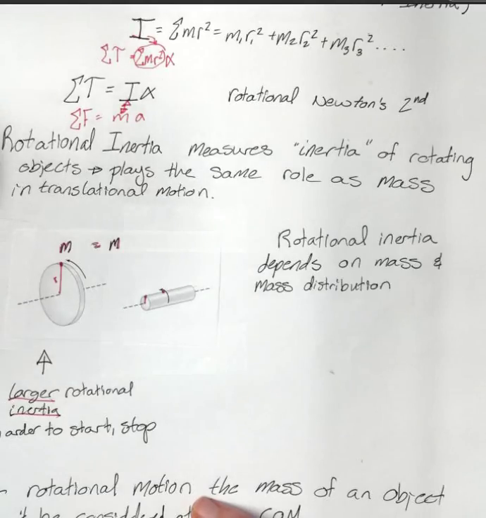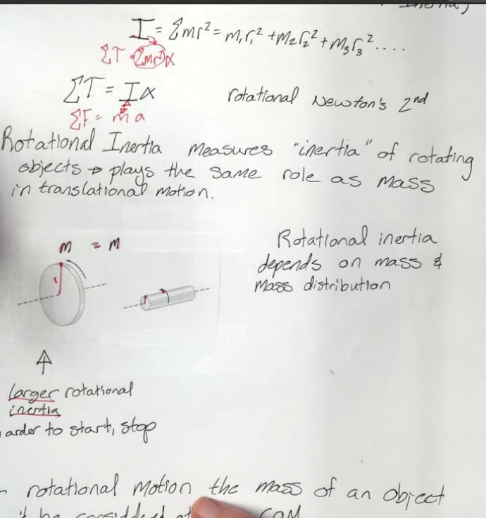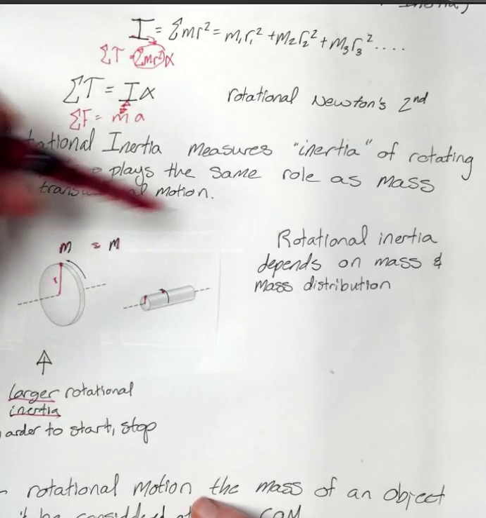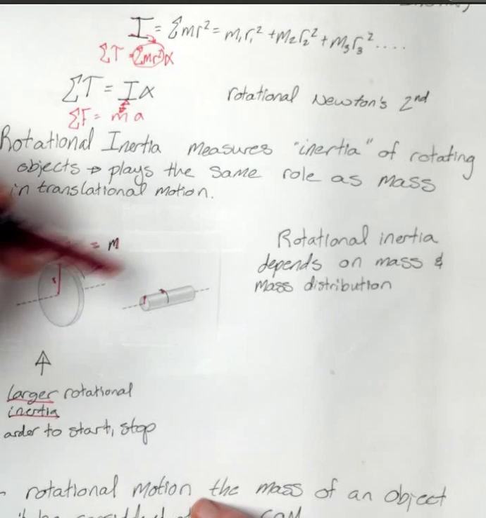So just like something with more mass, something with a larger rotational inertia is going to be harder to start rolling, and it's going to be harder to stop it rolling once it's going. And this over here, it's going to be much easier to start and stop its rolling. Rotational inertia is not just about the mass of the object. We're also looking at how that mass is distributed throughout.